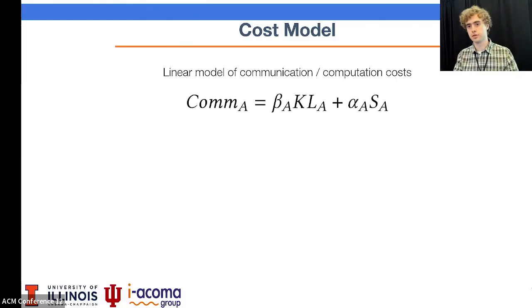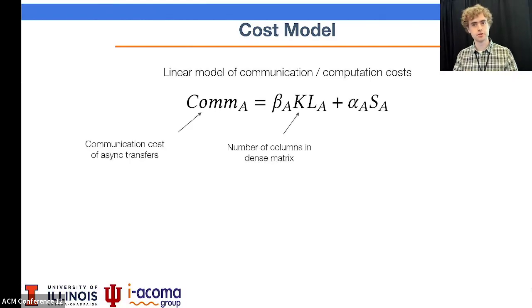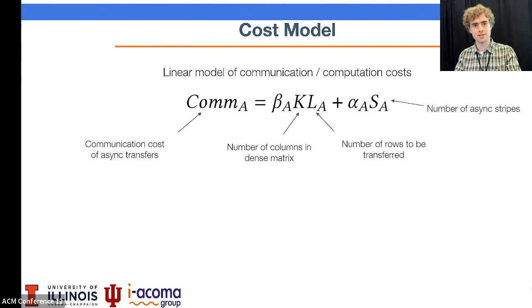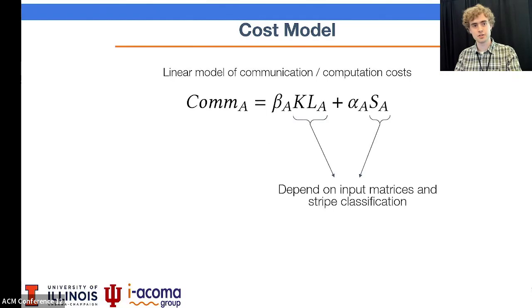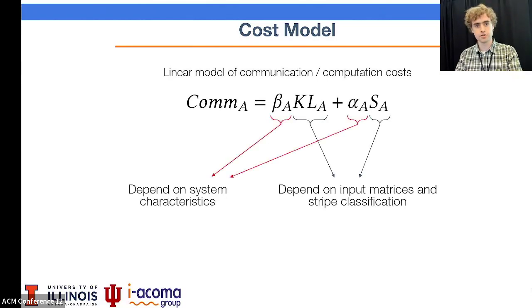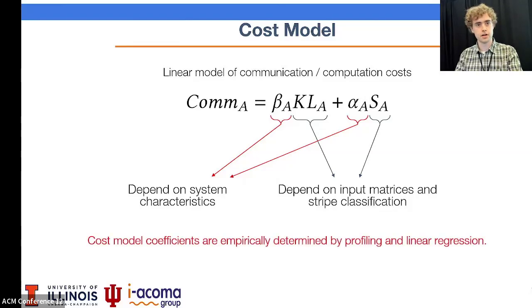Here we model the cost of communication for our asynchronous stripes as a function of the number of dense columns, as in the number of columns in our dense input matrix, the number of rows of that matrix that we need to transfer, and the number of async stripes in total in our system. Clearly, these parameters depend on our matrix inputs and the decisions that we take during our pre-processing classification step. But we also have other scaling factors that depend on system characteristics like bandwidth, latency, or software overheads. We determine this second set of parameters at installation time by running a system characterization step and linear regression.